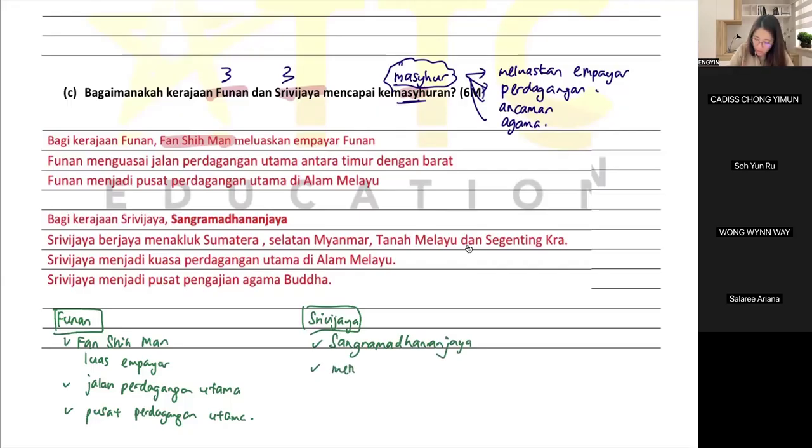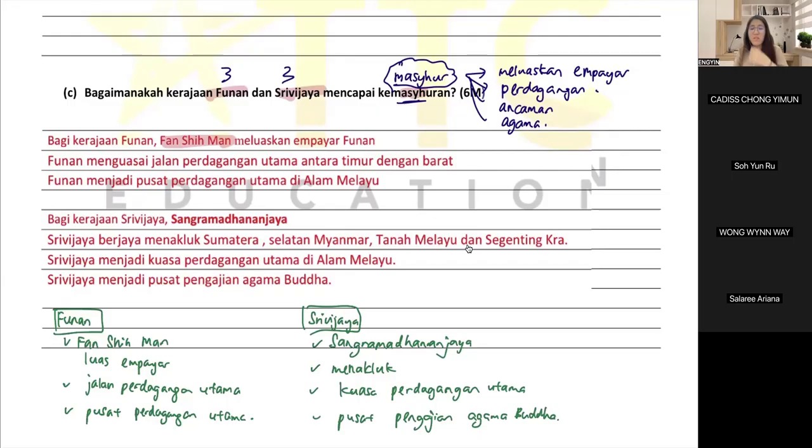And then, as I said, they take over the area and become the perdagangan. Remember, Sriwijaya is the very famous one. So you need to use the words kuasa perdagangan utama and become pusat pengajian agama Buddha. Do research on agama Buddha.